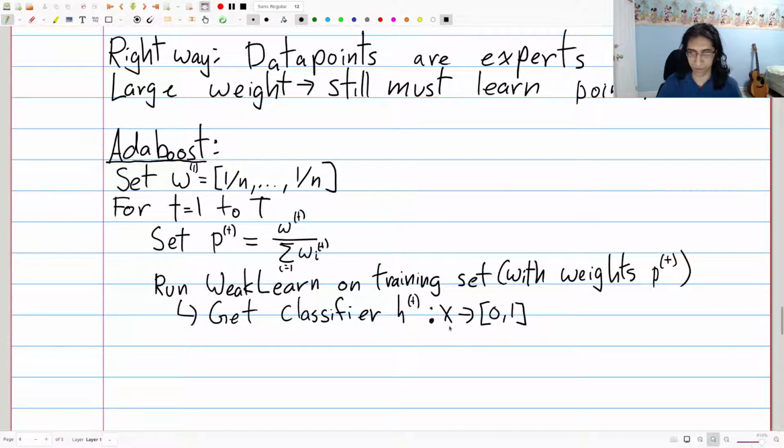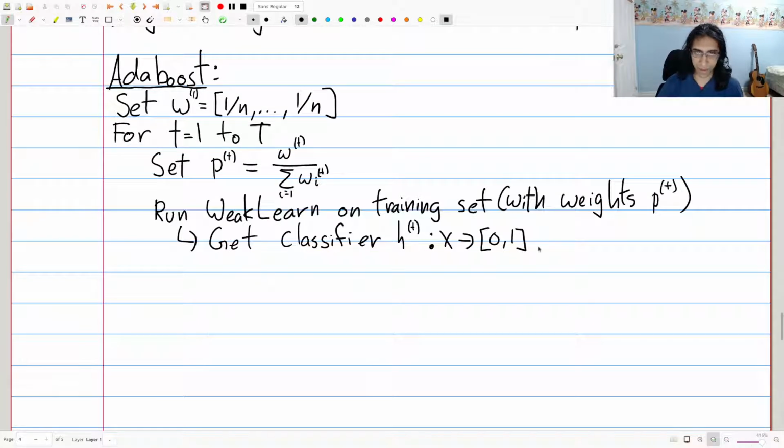And we're going to say it gives you predictions between 0 and 1. It's a binary classification problem, but it's going to give you some sort of confidence based on how likely it is. Kind of similar to SVMs, or let's say more like logistic regression, because it gives you confidences on how likely it is to be a 0 or 1. So the idea is you run this weak learn algorithm to get some classifier, which is just a little bit better than guessing on the training set with these weights.